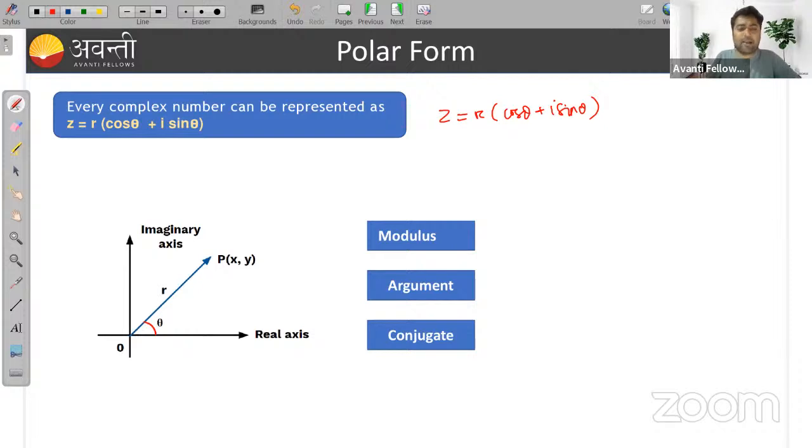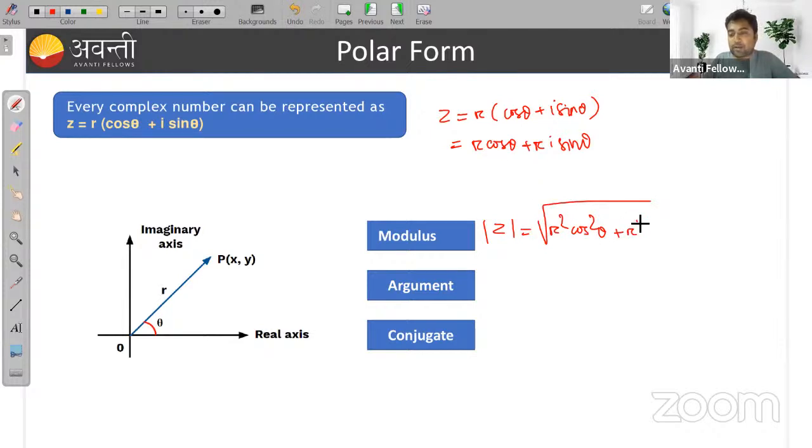Yes, we can find it easily. Because this complex number is r cos theta plus r i sin theta, right? So how can we find the modulus? The mod z will be the square root of r square cos square theta plus r square sin square theta. Yes or no? Let me know in the chat box. Is it clear? Okay.